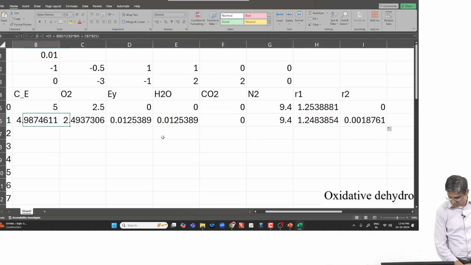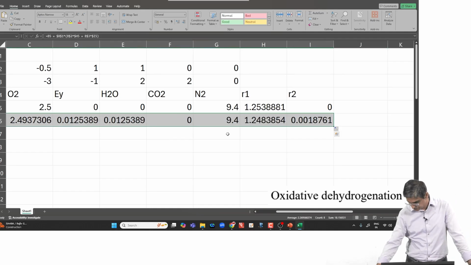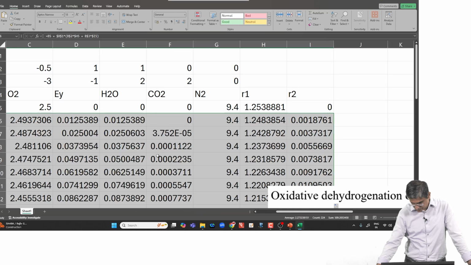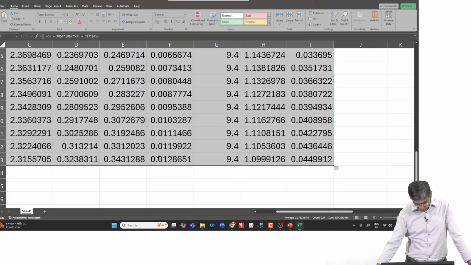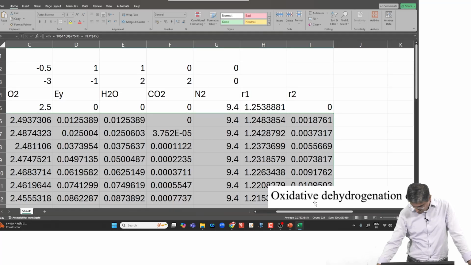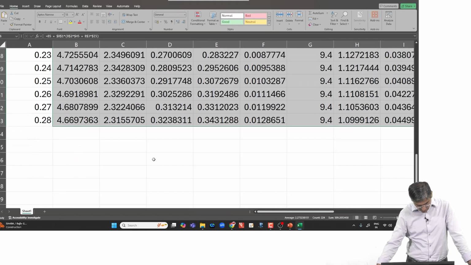Okay, we will go over here, take this, go to this end, double click. This is how our concentrations of ethane, ethylene and so on will change with time.